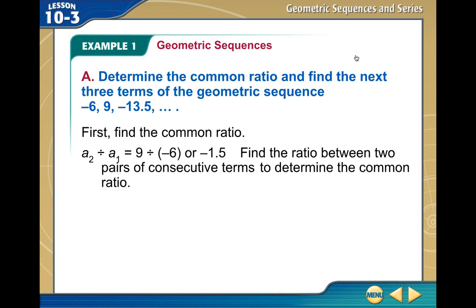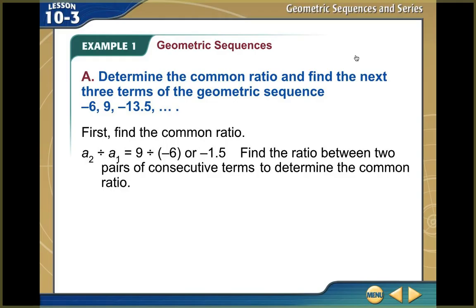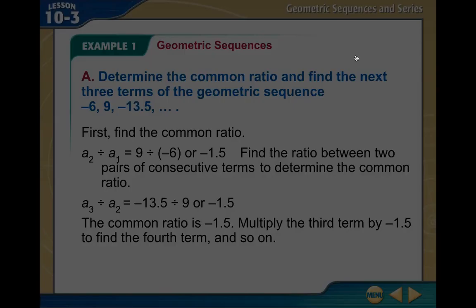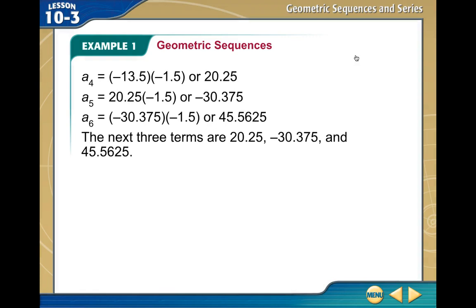Now, if I want to generate the next terms, I take my r value, so this is times -1.5. The next one is going to be times -1.5 again, and I could keep multiplying by -1.5 as much as I need to generate the terms in the sequence. If I wanted three of them, I'd just multiply by -1.5 that many times, and I'd generate my sequence.